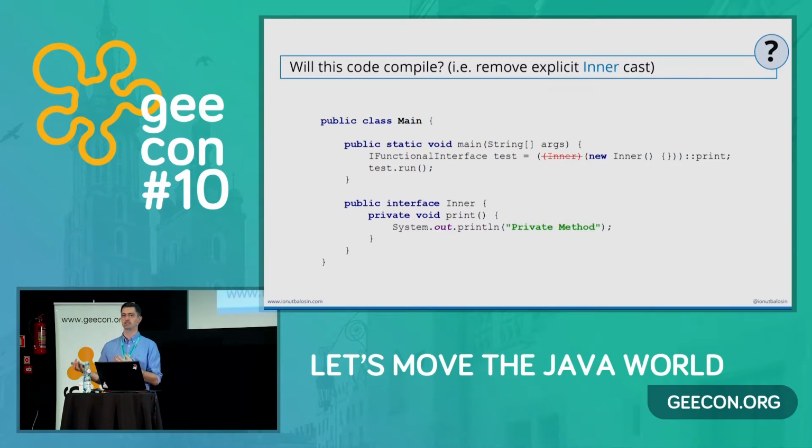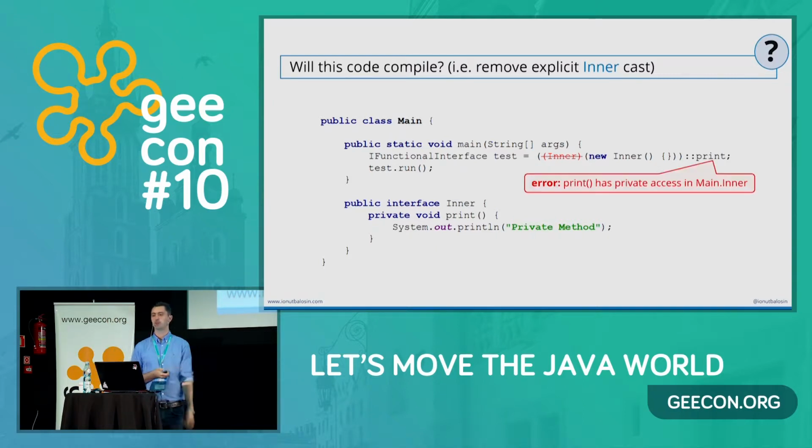Who's for yes? Okay, and for no? And the others? Okay, the thing is that if you remove the explicit cast, it doesn't compile.